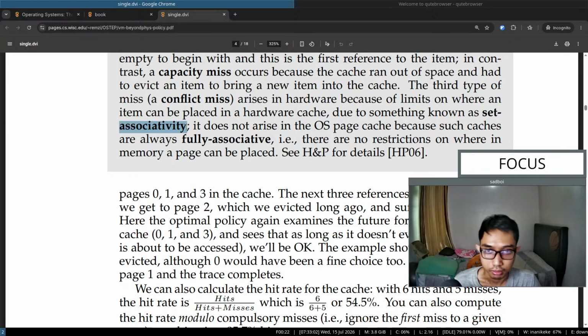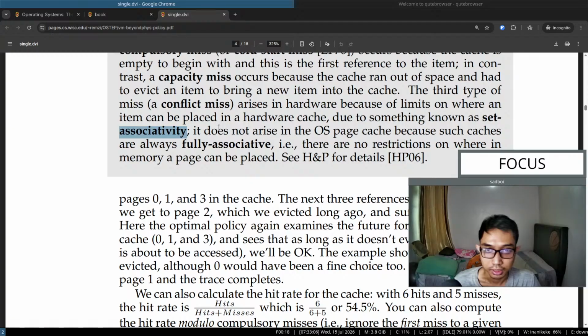Maybe that's how I pronounce it. I'm not sure how to pronounce this. Associativity.